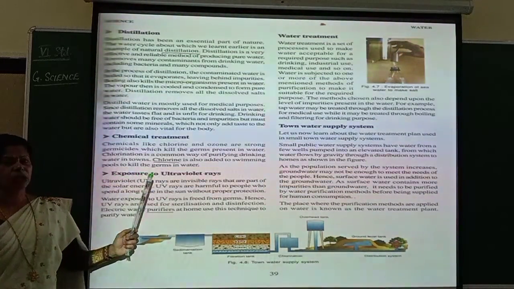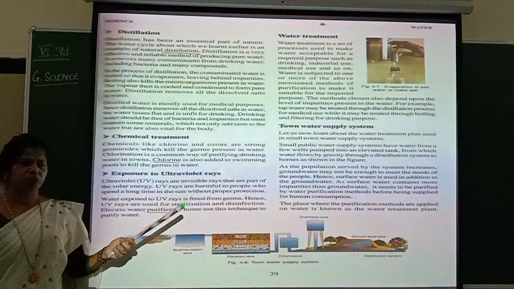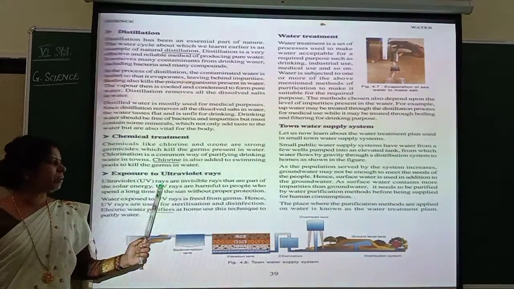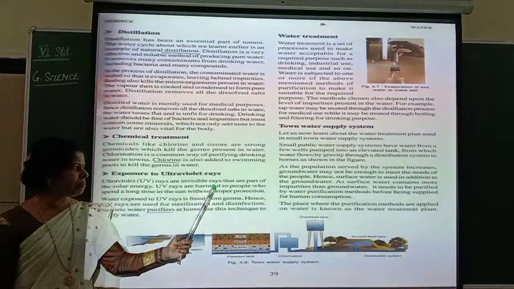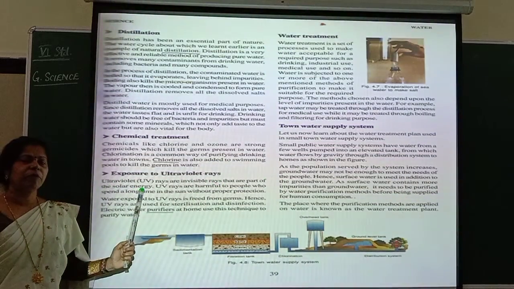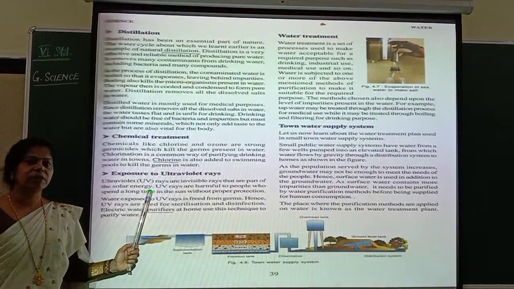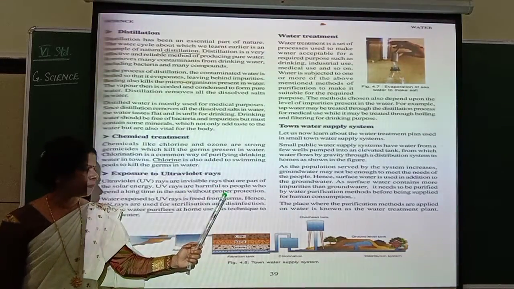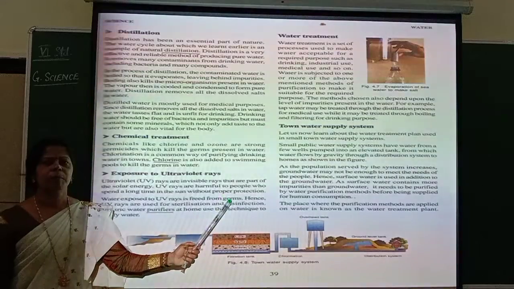Now, exposure to ultraviolet rays. If the water is exposed to ultraviolet rays, what happens? Ultraviolet rays, that is UV rays, are invisible rays. You are not able to see them. They are invisible rays that are part of solar energy. But where are we getting these ultraviolet rays from? It is from the sun. So it is called part of solar energy. UV rays are harmful to people who spend a long time in the sun without proper protection.